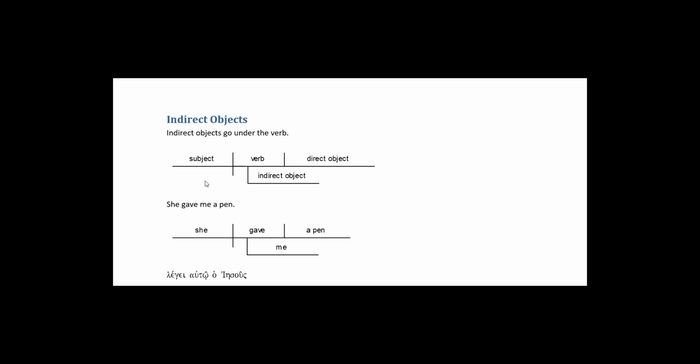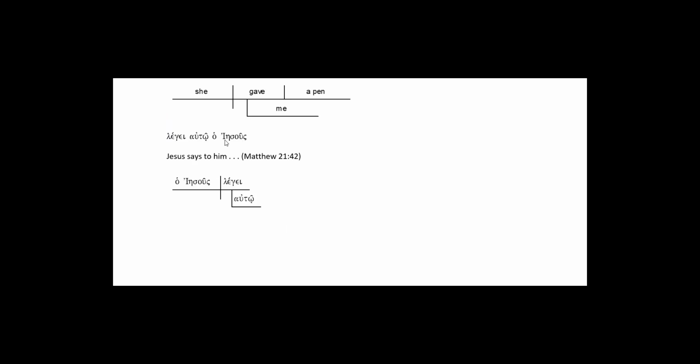An indirect object also goes under the verb. She gave me a pen. She gave, then here indirect object goes under the verb. She gave me a pen. Now I honestly don't care if this line goes straight down or slanted this way or slanted that way, so long as you put them in the right spot. That's what I'm interested in. Lege auto ho Iesous, Jesus says to him. I put Matthew 21:42. Of course, you can imagine that this phrase occurs in a bunch of places. So subject, verb, and then indirect object right under the verb.